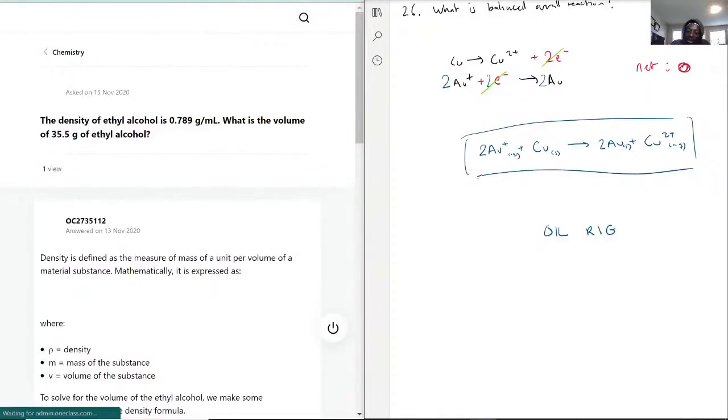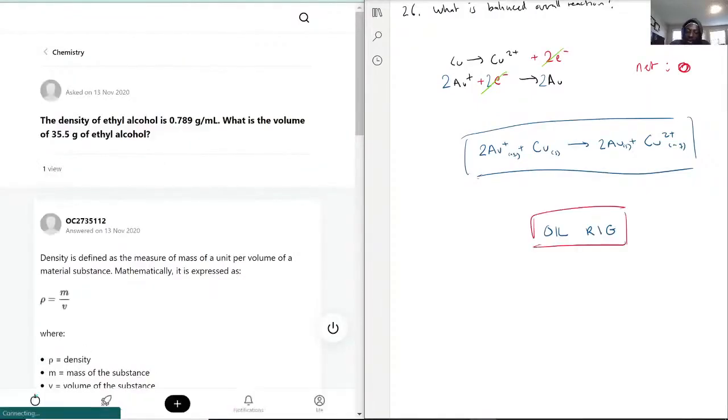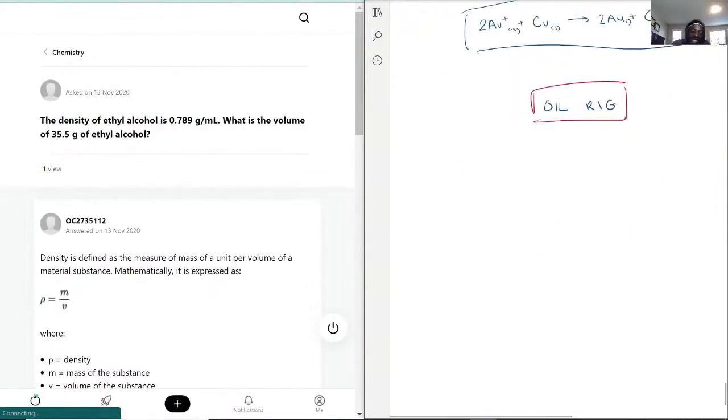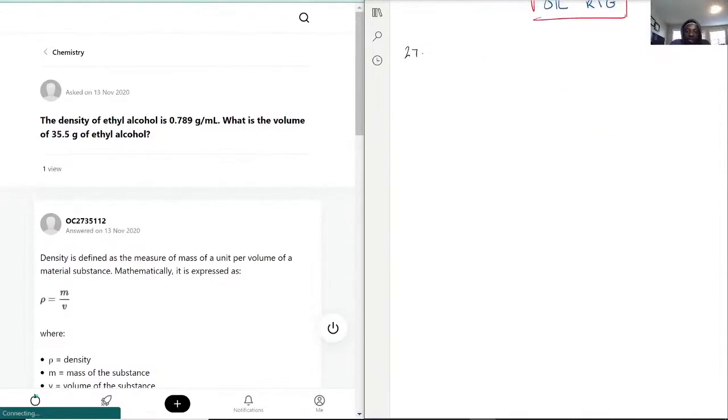This is going to be your best friend, okay? To understand redox, oxidation is loss of electrons, reduction is gain of electrons. Almost counterintuitive, but that's just how redox reactions work.